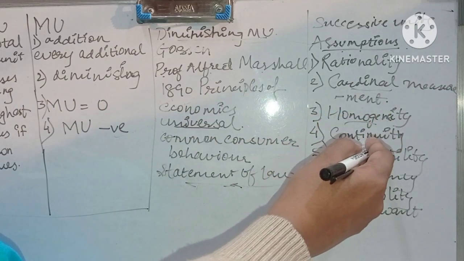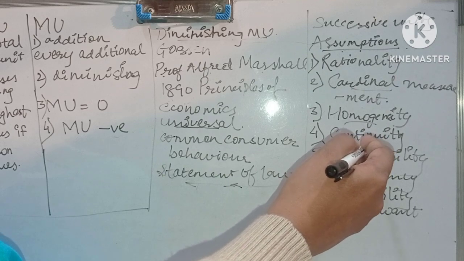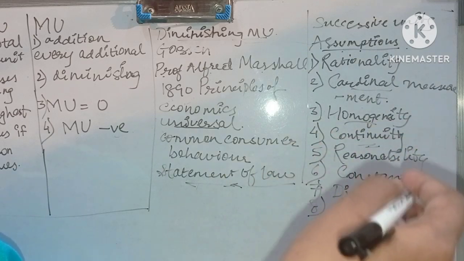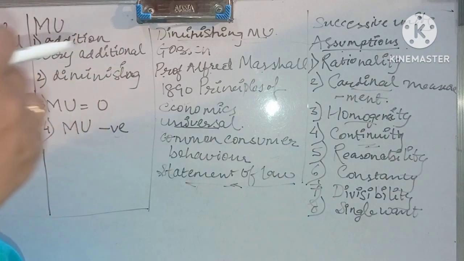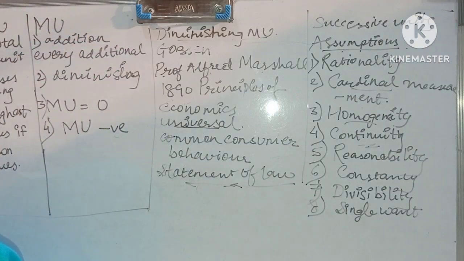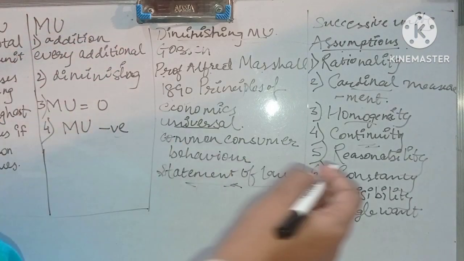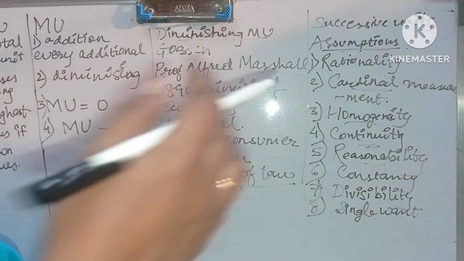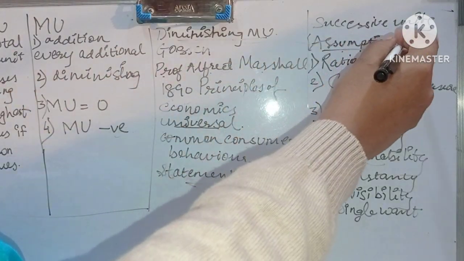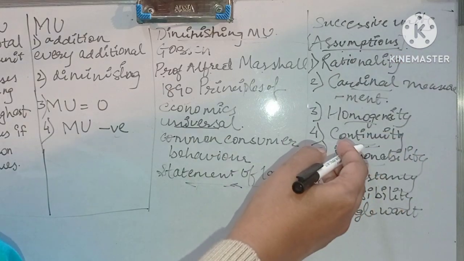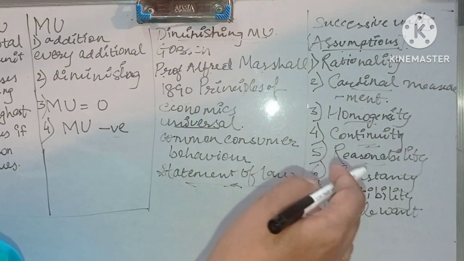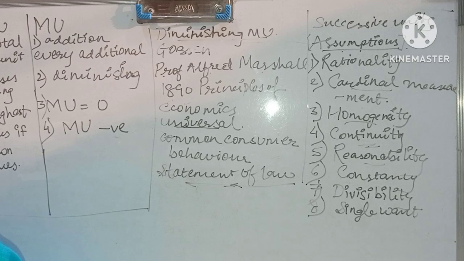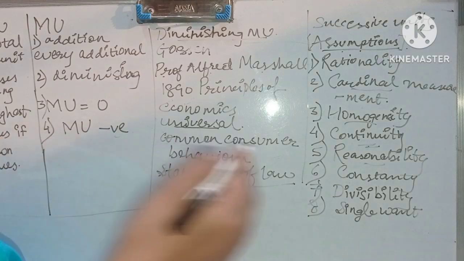Then comes continuity. Continuity means what? You continuously consume the commodity. There is no gap or lapse of time in between. Then comes reasonability. Reasonability means the units are reasonable in size. They are neither too big nor too small. But in reality, it's not possible. So just remember, these are assumptions which in reality cannot be possible.